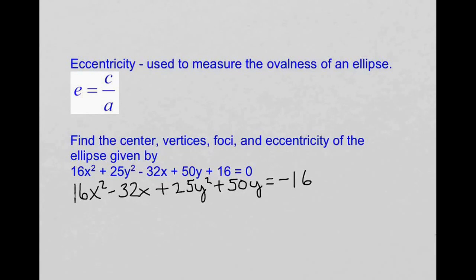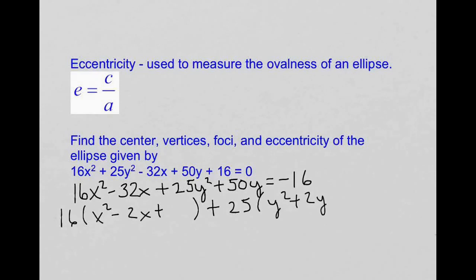As you can tell, I've already grouped my x's together and my y's together and moved the constant to the right-hand side. Now I just need to complete the square. So that's going to be 16x squared minus 2x plus some number, plus 25y squared plus 2y plus some number, is equal to negative 16.